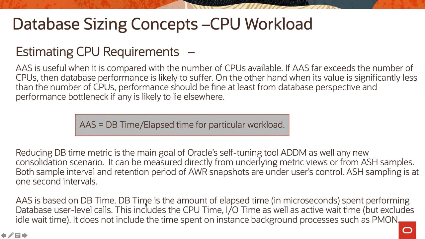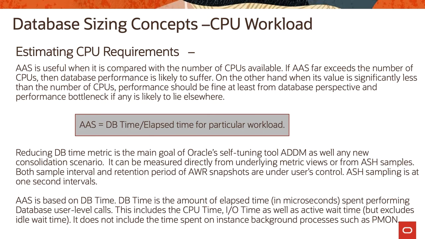So now let's talk about how to size a CPU. And for estimating CPU requirements, average active session plays an important role. That is compared with the number of CPUs available on the system. If average active session far exceeds the number of CPUs, then database performance is likely to suffer. On the other hand, when the value is significantly less than the number of CPUs, performance would be fine, at least from the database perspective. And if there are any performance bottlenecks, they're likely to lie in some other places.